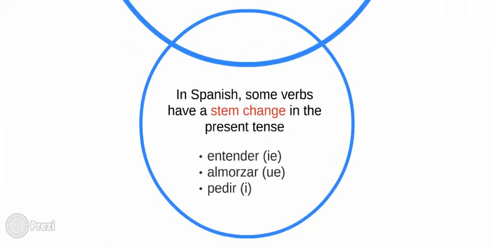In Spanish, some verbs have a stem change in the present tense. Now, on the pre-quiz, one of the questions was, what's the difference between a stem changing verb and a regular verb? Well, this is it. Stem changers have a change in the stem and the ending. Regular verbs do not. They just change endings. At the end of this unit, we will know how to stem change E to IE stem changers like entender, which we learned last unit, O to UE stem changers like almorzar, which we're going to learn in this video, and E to I stem changers, which will come in a future video, but we will be doing that for this unit as well.